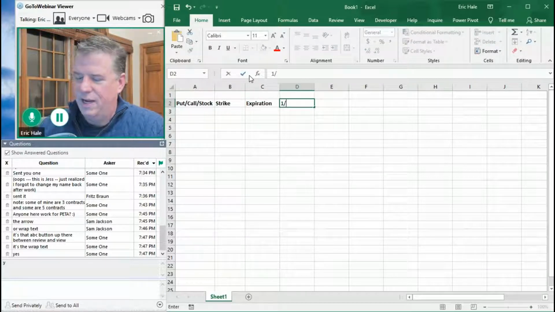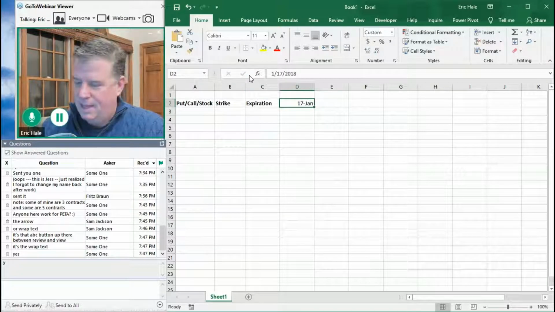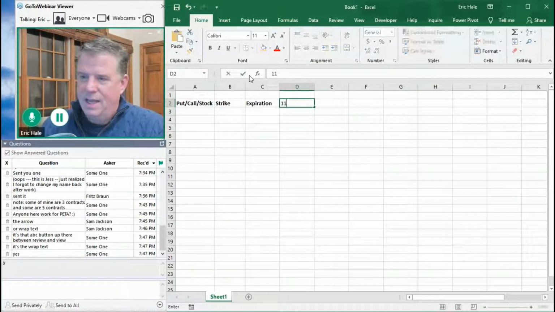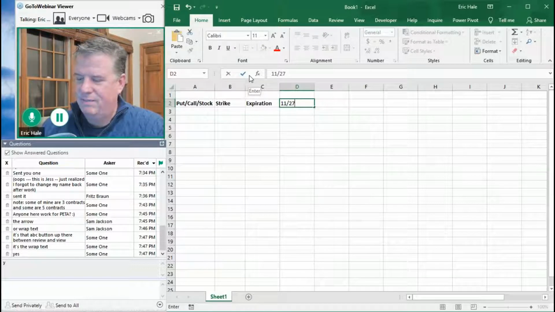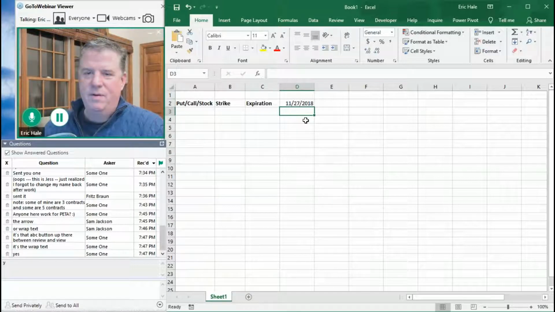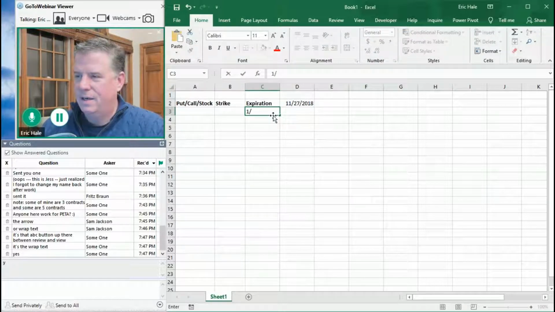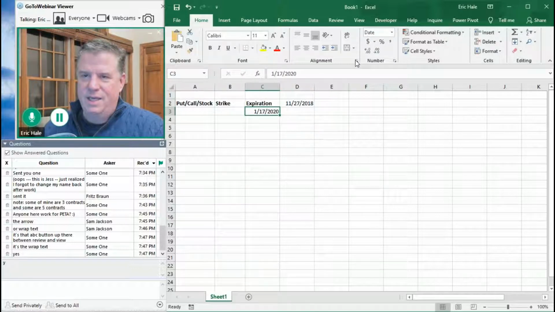Now, the first trade I would put in here, and this would be 2018. Oh no, wait. 11/27/2018. So that would be the date of the first trade. The expiration, and then we're going to put in here 1/17/2020. So you'll see on here that we can change the format of the date.